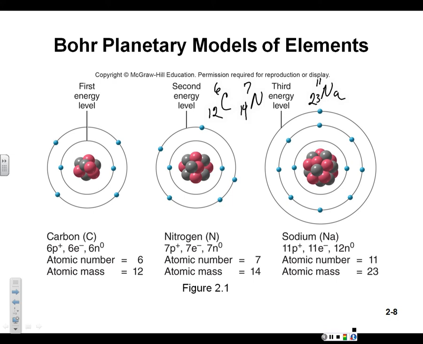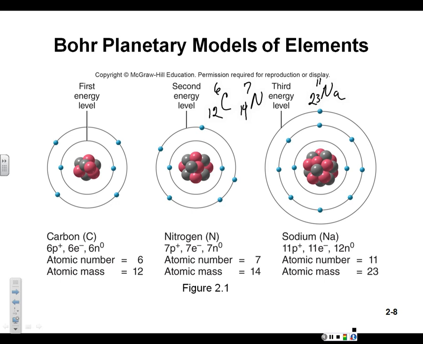So if you look on the periodic table, the top number represents the atomic number. The bottom number represents the atomic mass. Now it may be reversed depending upon how they do the periodic table. But here carbon, the atomic number is 6. The atomic mass is 12. Alright?